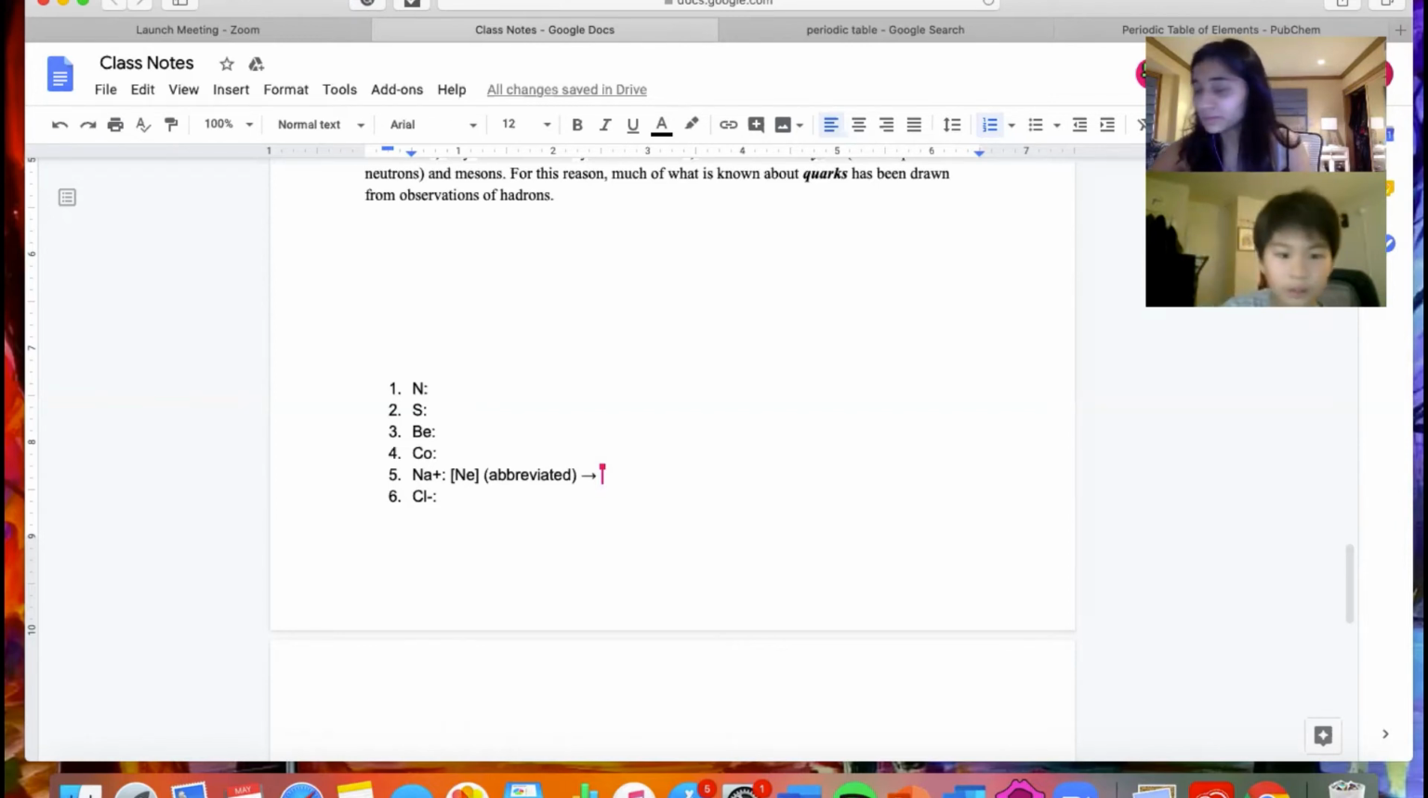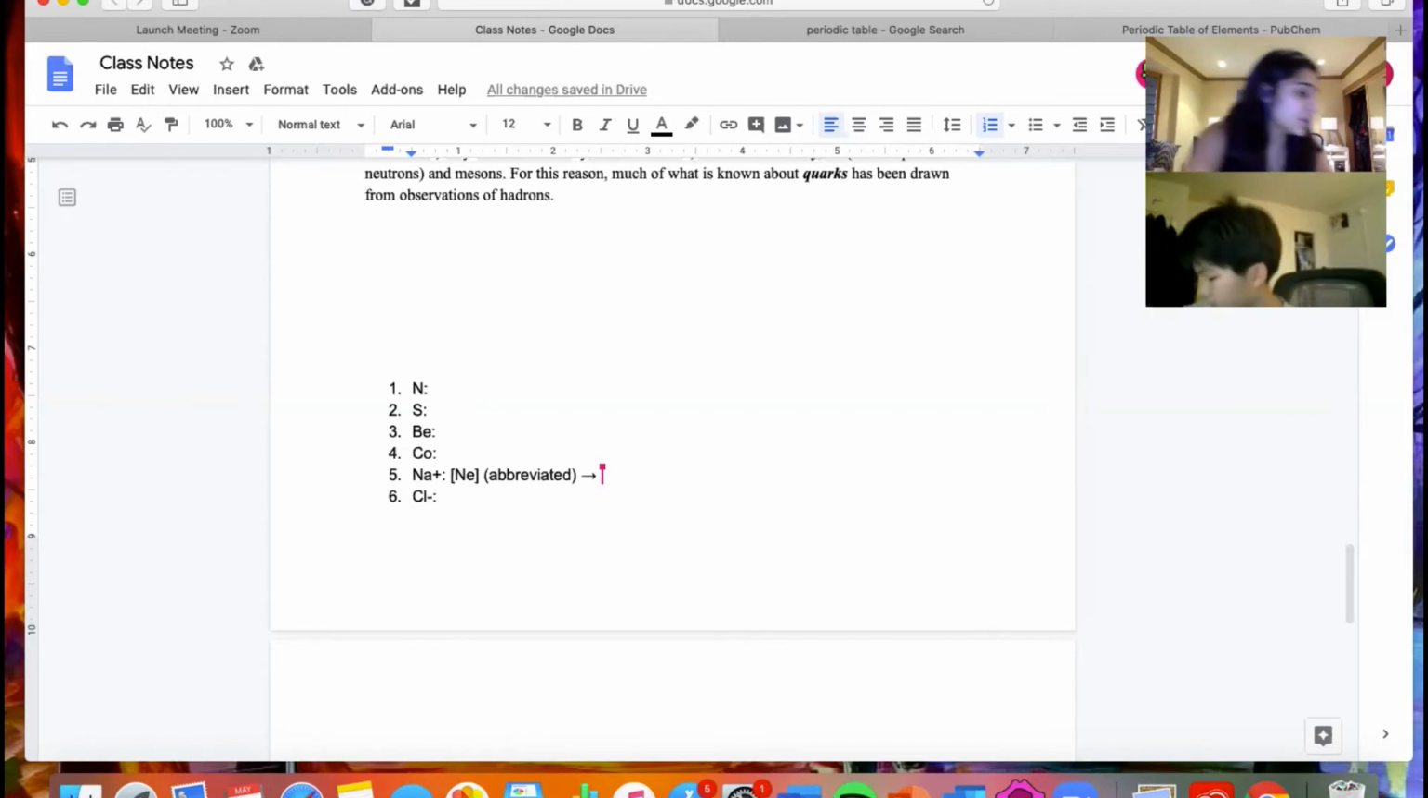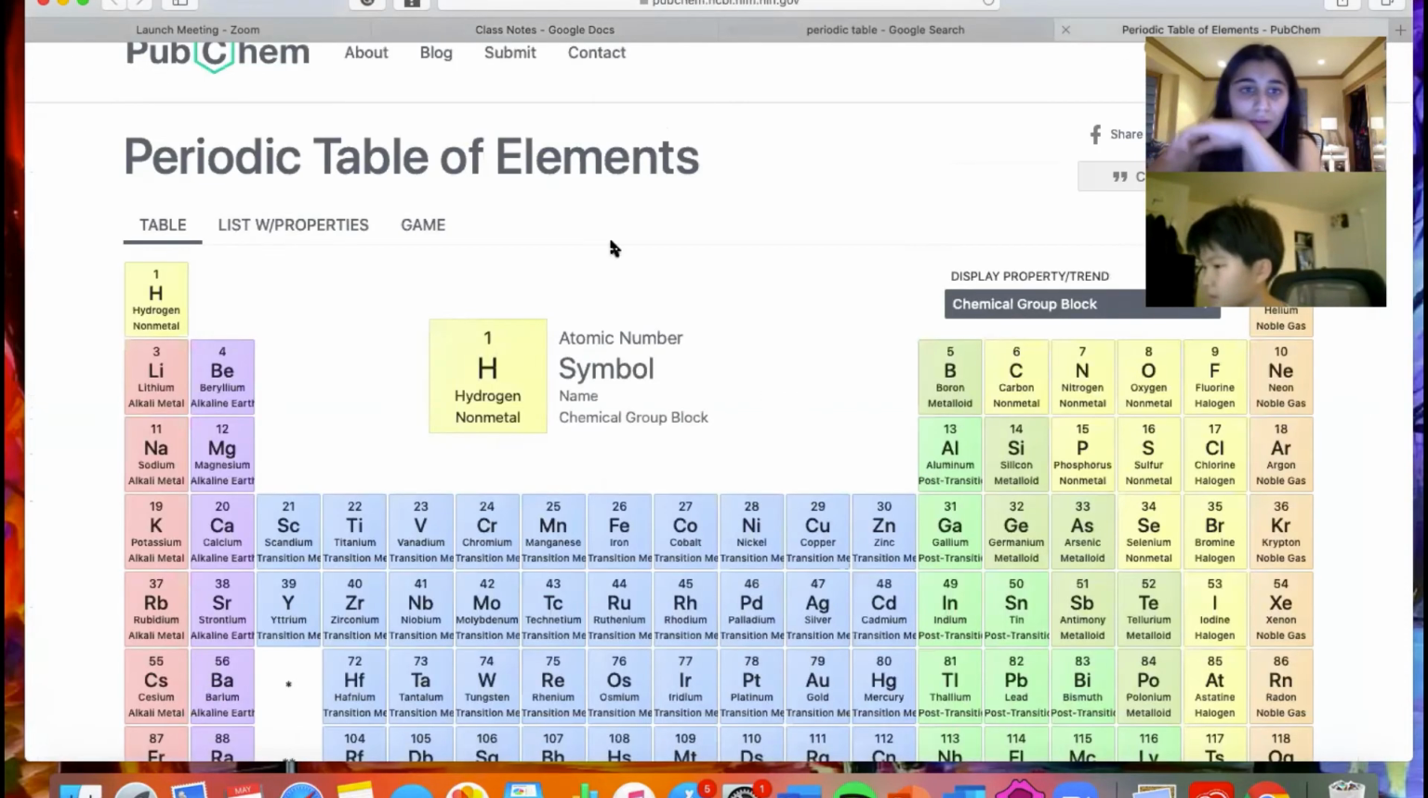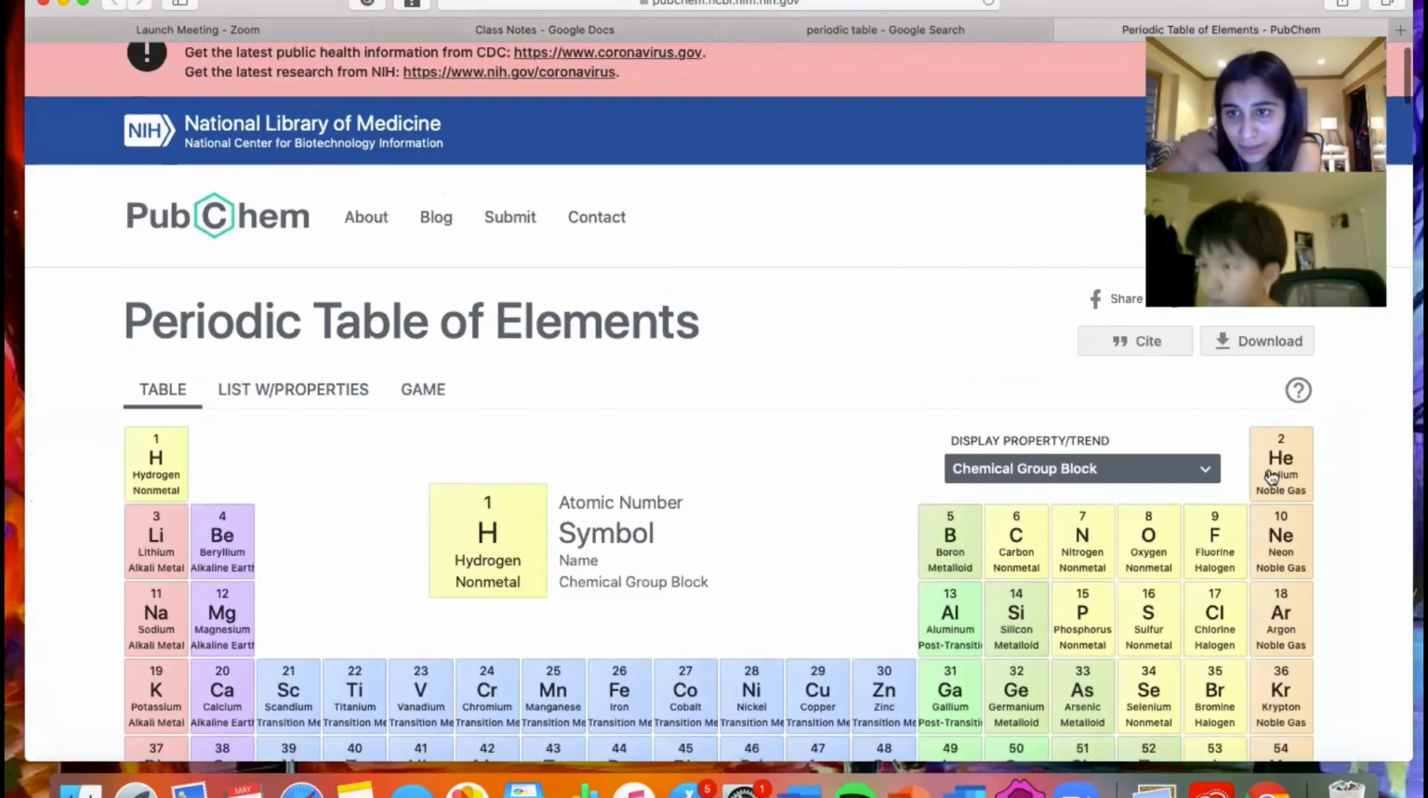I forgot the columns. Okay. So like the columns, I'm gonna put something. 2p, 3s. I forgot the columns. Okay. So this right here. Oh, can you see my screen? The periodic table. Yep. Okay.